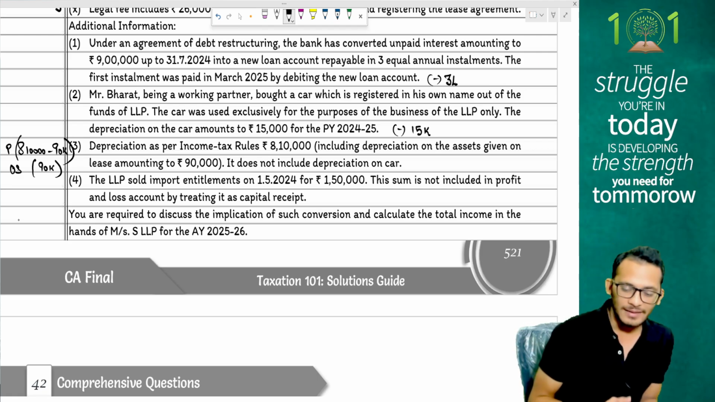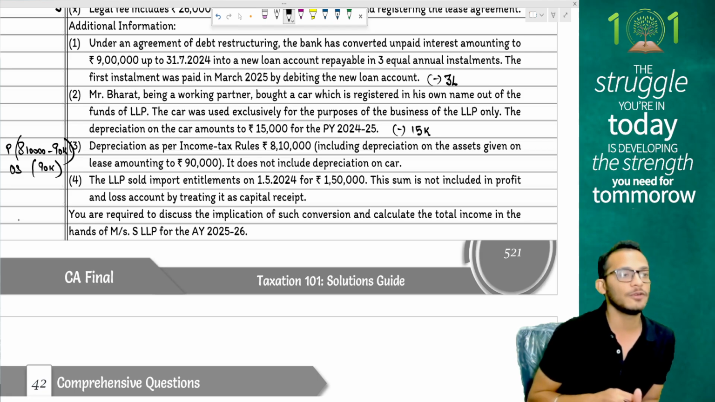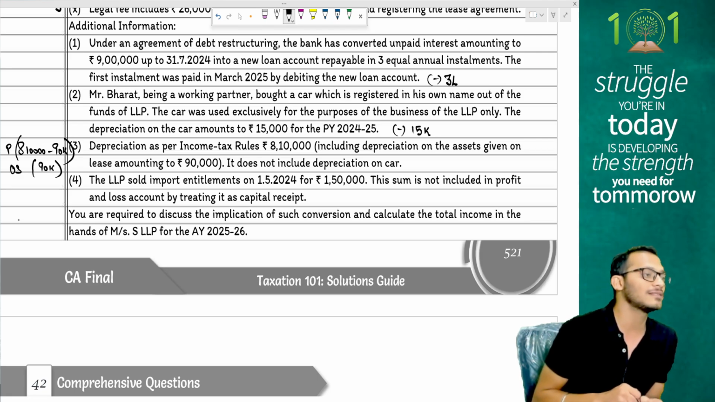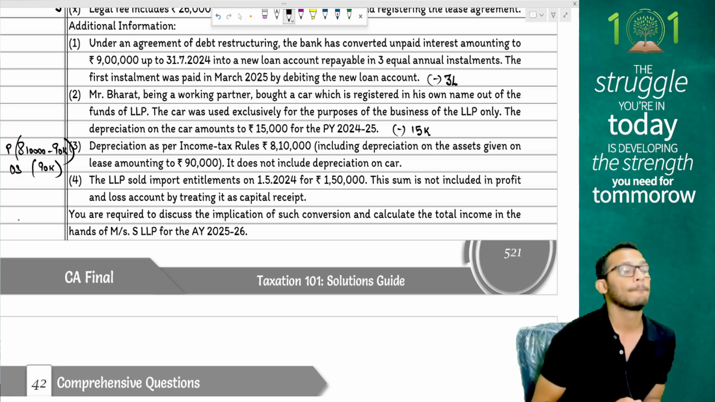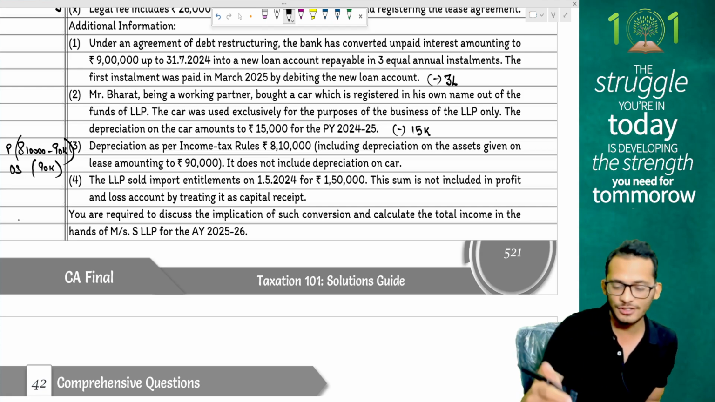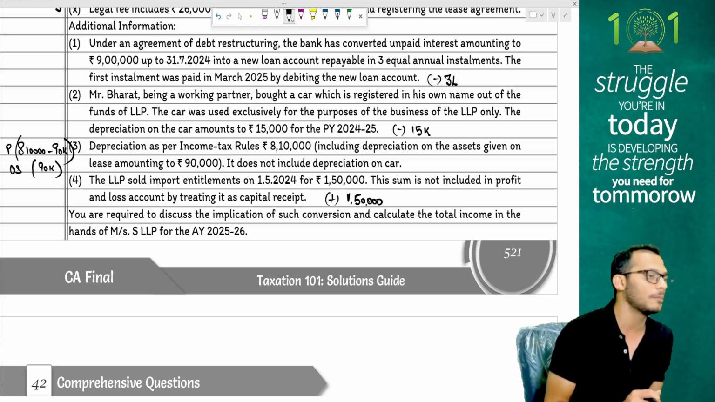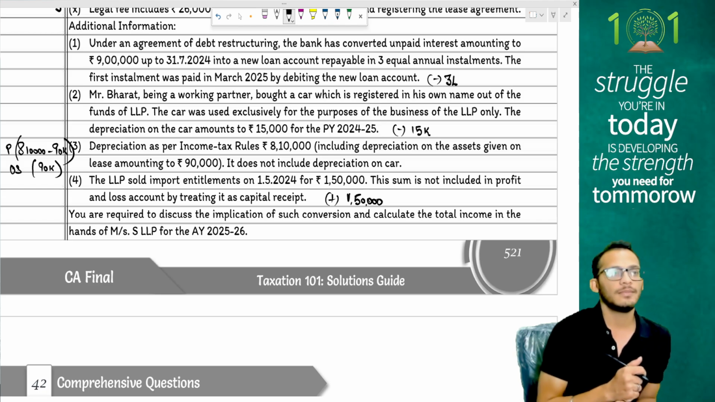Next, the LLP has sold an import entitlement license for 1,50,000. The sum is not included in P&L as it is treated as a capital receipt. People have received sale profit from an import entitlement license, but I have not booked it in my P&L because I feel this is a capital receipt. Very good, but the charging section confirms any profit on sale of import entitlement license is also a taxable PGBP component. Since it is not part of P&L, I am now including it in my P&L.